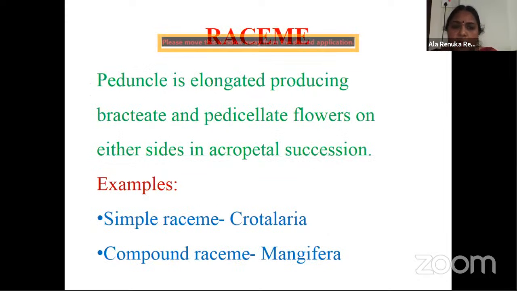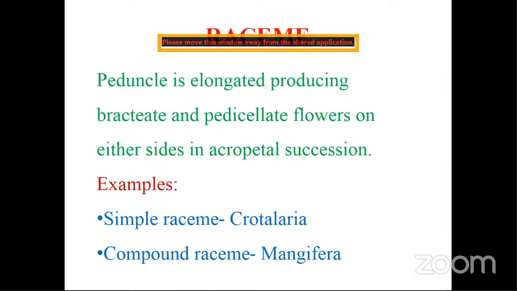First one is raceme. In raceme, the peduncle is elongated. That peduncle grows tall and produces flowers. The flowers produced will be bracteate and pedicellate. What are these bracts again?